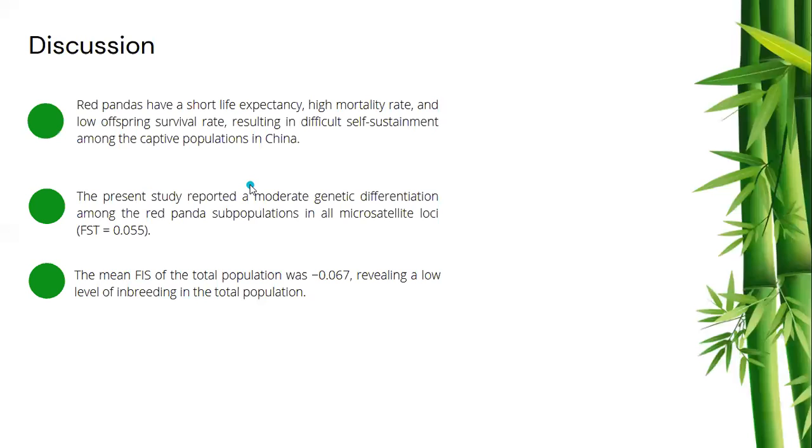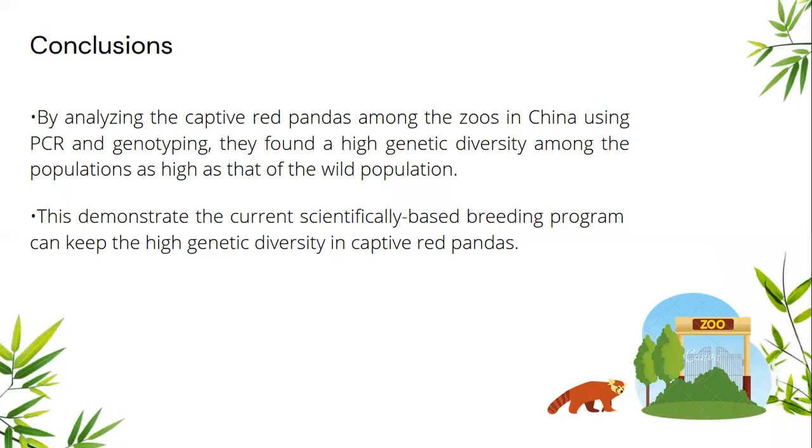Red pandas have a short life expectancy and a high mortality rate, making ex situ conservation more difficult for us. And we found that there was a moderate genetic differentiation in the population, and also a low level of inbreeding in the total population. So finally, the study presented showed that zoo and wildlife populations actually have a similar genetic diversity, and for the captive population, it's a bit higher.